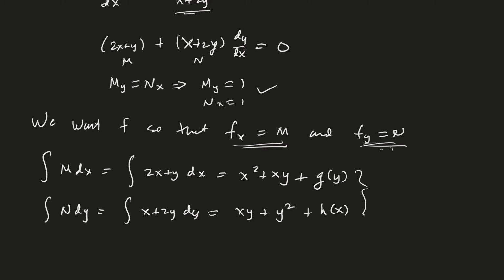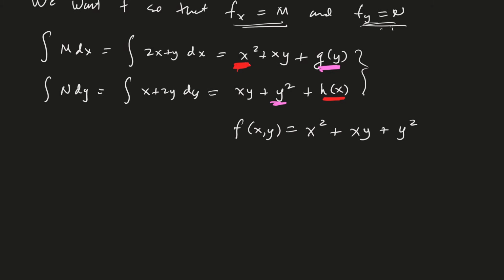Okay, so now we look at this. These should represent the same function. Therefore, our f of xy must have all the pieces together. So we have x squared here. It looks like our x squared is our h of x, and by the same token, our g of y is going to be y squared. So putting all the pieces together, we have our function of x plus xy, the common term, plus the function of y. Good.